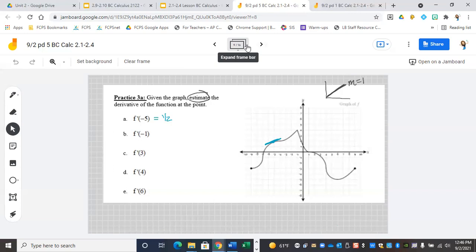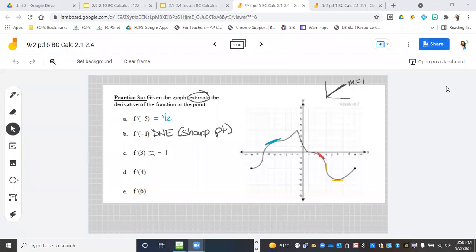By the way, is that derivative going to exist at x equals -1? No, why not? Sharp turn. We're going to review differentiability in a few minutes, but again, just to, how come f prime of 4 is undefined? Vertical tangent.